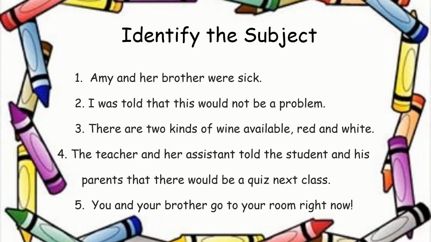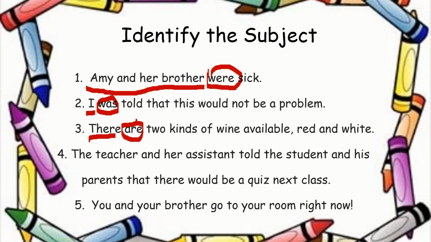Now, let us identify the subject in the following sentences. So, first you have to identify the verb and then you will get the subject. In the first one, Amy and her brother were sick. So, who were sick? So, where is the verb? And what is before that is the subject. I was told that this would not be a problem. So here was is the verb and I is the subject. Third one, there are two kinds of wine available, red and white. So are is the verb and there is the subject.